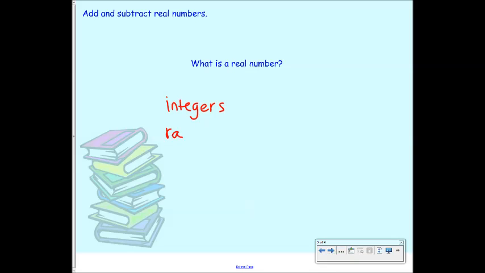Rationals, whole, and irrational. All right, what's the difference between rational and irrational? Okay, so which one has a pattern? Reggie? Rational. It kind of makes sense, right?